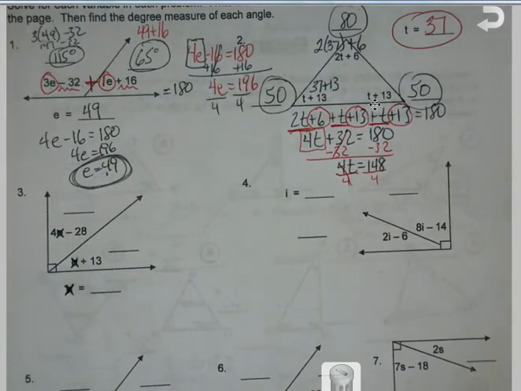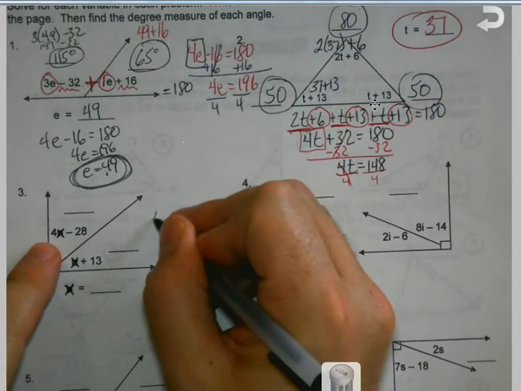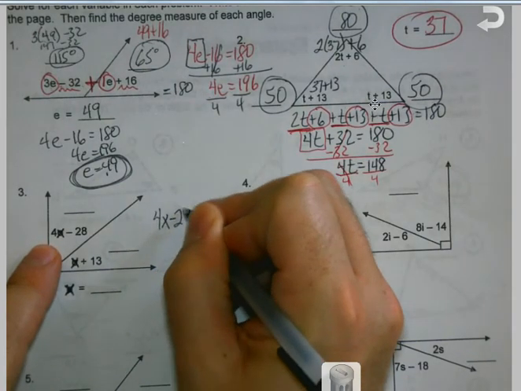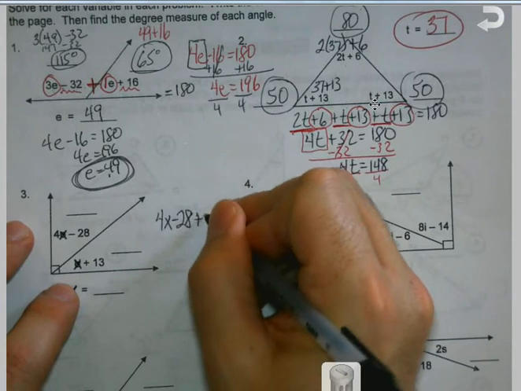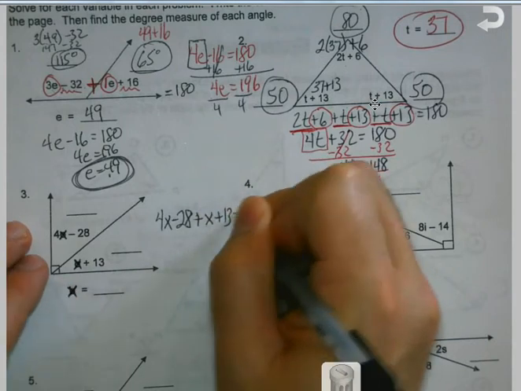So here's what we're going to do. We're going to take the 4x minus 28. Stay focused, because that's when you're all at your best. It's when you kind of go in and out that we have some trouble.